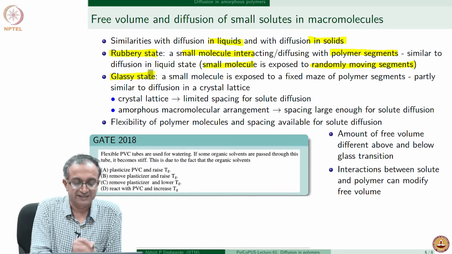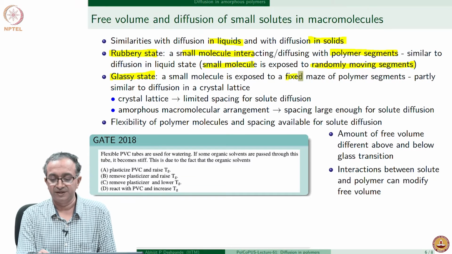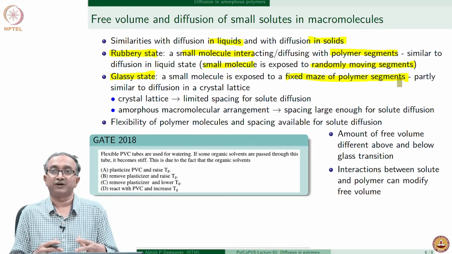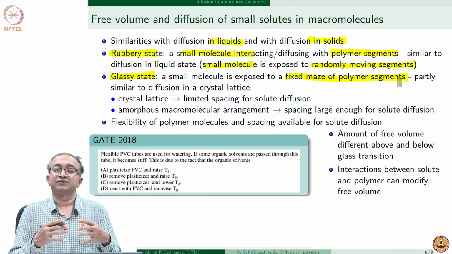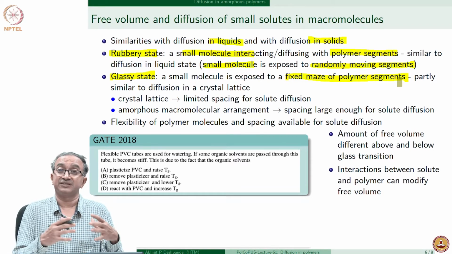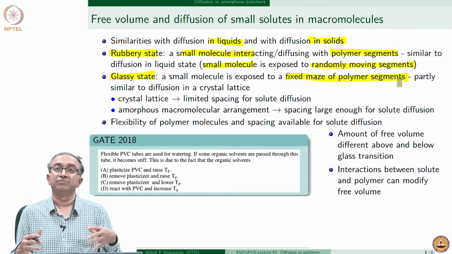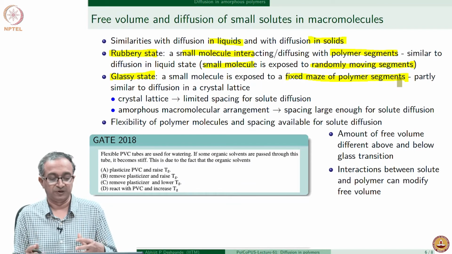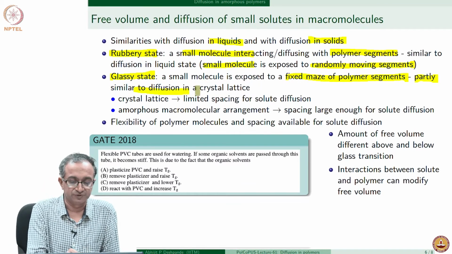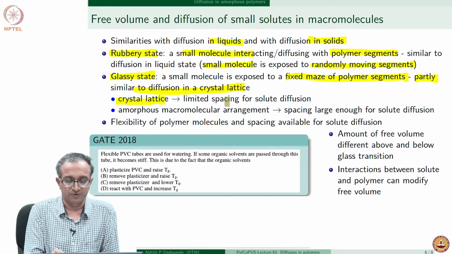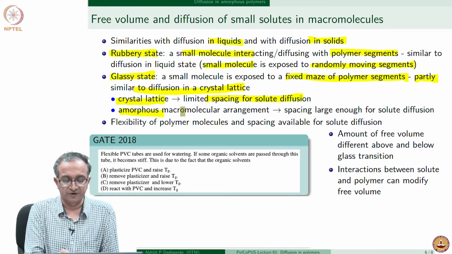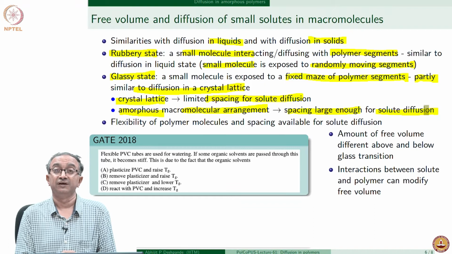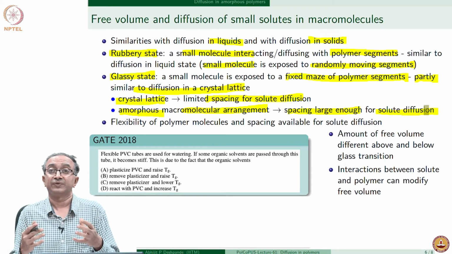On the other hand, if we look at glassy state, then the diffusing molecule will encounter only the fixed segments of macromolecule. So, this is almost like diffusion in solid, but the difference being in crystalline solid the arrangement of host atoms and molecules was a crystalline lattice, but here there will be random arrangements of macromolecule. So, that is why this is partly similar to diffusion in crystalline lattice. In a crystal lattice, of course, there is a limited spacing. In case of amorphous macromolecular arrangement, spacing is large enough for solute diffusion because the arrangements are random.